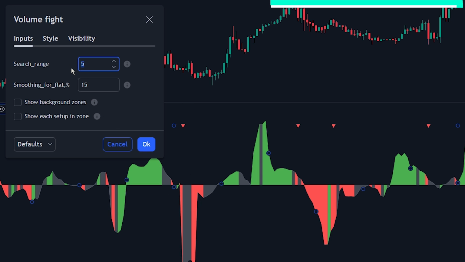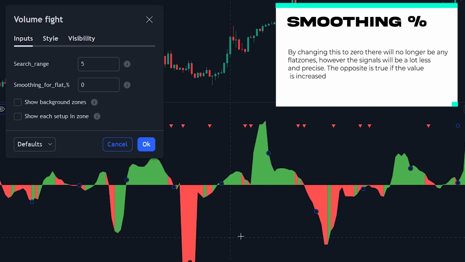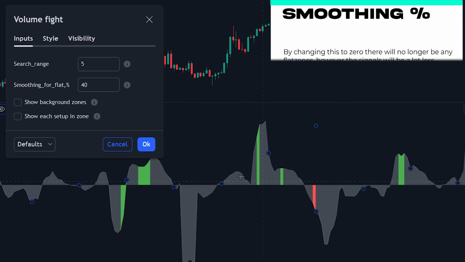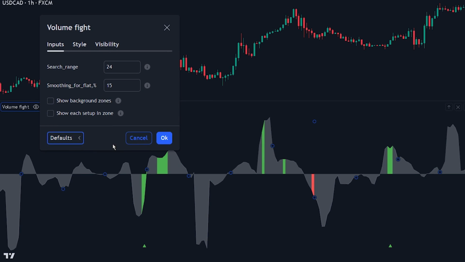The second setting is the smoothing percentage for the flat zones. As you can see, by changing this to 0, there will no longer be any flat zones. However, the signals will be a lot less accurate and precise. If we increase the value, the flat zones will be more prominent, causing for less accurate but more precise signals. Since we want to find and use a good middle ground, let's change the settings back to default.